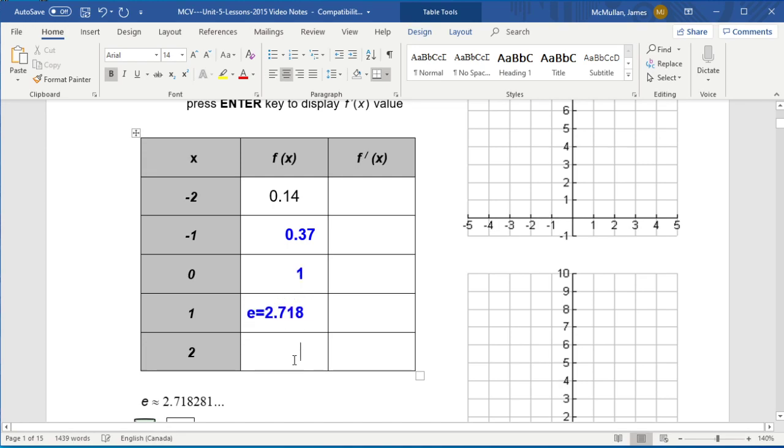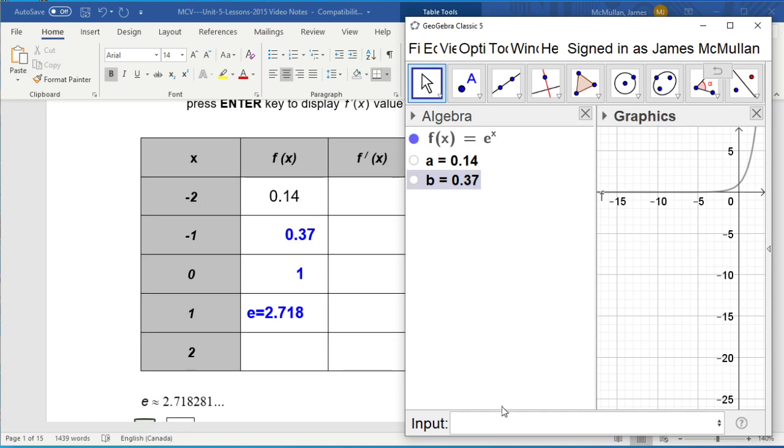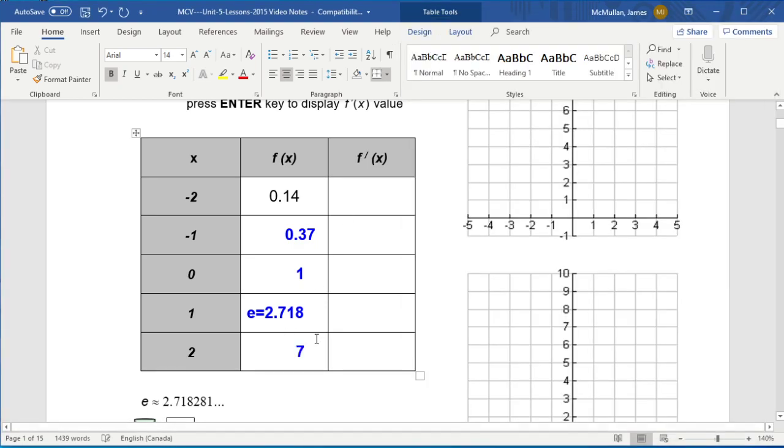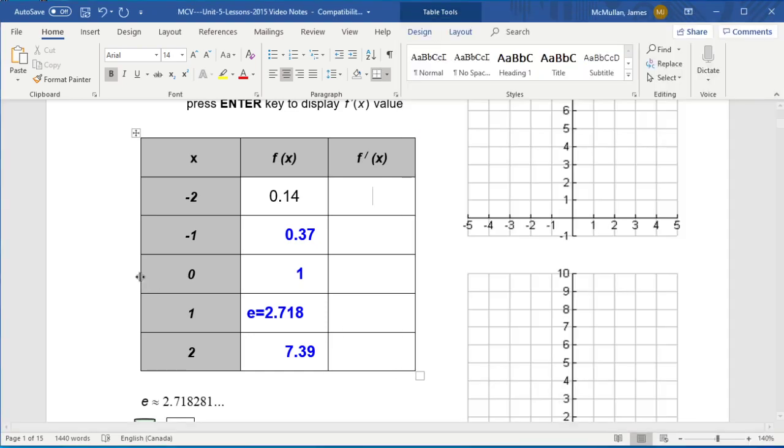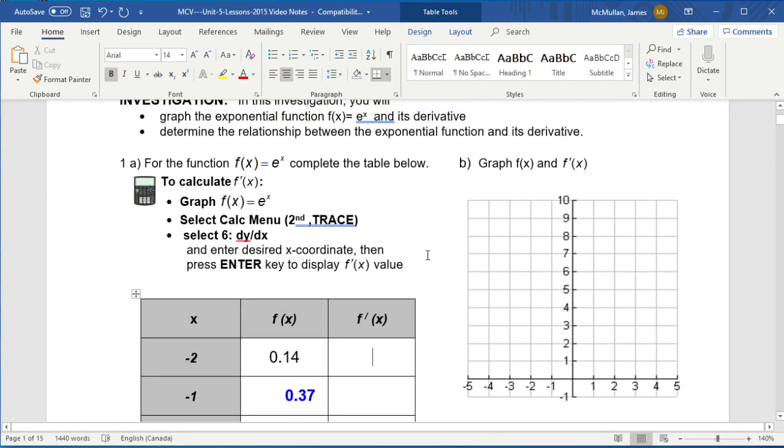There we go. 2.718. This one would be e squared, so f of 1 gives us 2.718. F of 2 gives us 7.39. Okay, now the derivative, if you were to take the tangent in each of these places and do the difference quotient, which is, I think, basically this is asking you to use a graphing calculator.